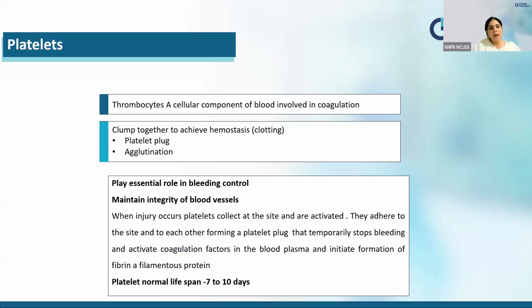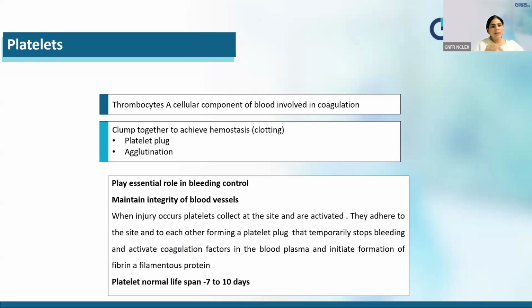So when injury occurs, platelets collect at the site and are activated. If any trauma or injury occurs on our body surface and bleeding occurs, what happens? They will collect at the site and they will activate. Because they activate, they will form a plug, right? And they will ultimately stop the bleeding.